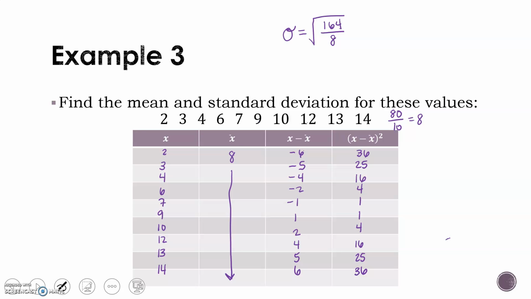My standard deviation is adding up all of those. And when I add all of them, I get 164. But then I still have to divide by how many terms there are. And that gives me 20.5. And then the final step is to take the square root. So I'm going to say that standard deviation, or sigma, equals 4.53. So that's how we're going to find the standard deviation. And then if they ask for the mean, you could say, oh, the mean is 8.